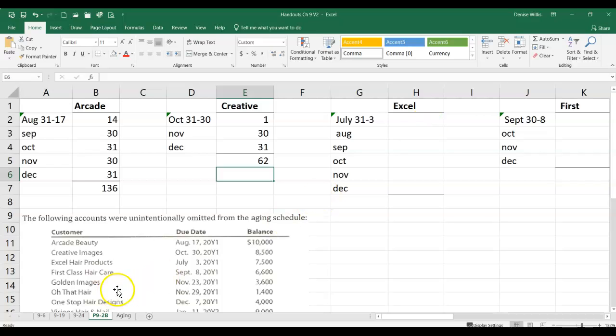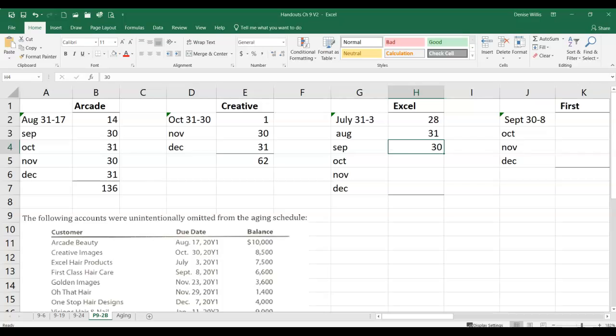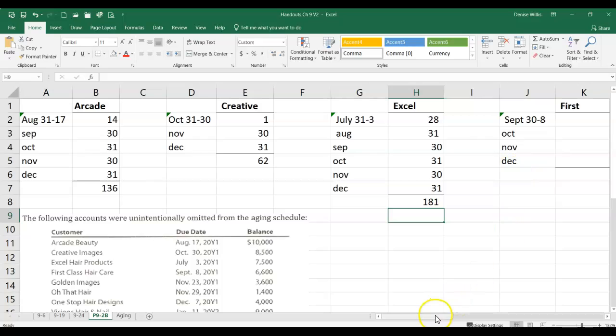Let's move to Excel. Excel was due July 3rd. So July has 31 days. We subtract 3, because that was the due date, from 31. At the end of July, it was already 28 days past due. Now we just drop in the number of days in each of these months. Add them up. It's 181 days past due.